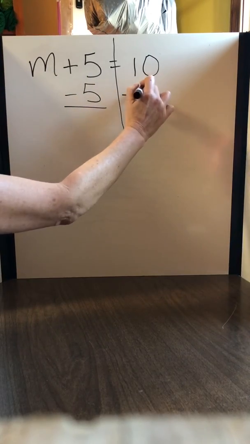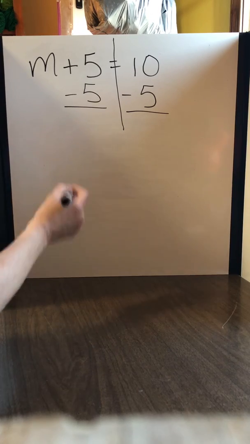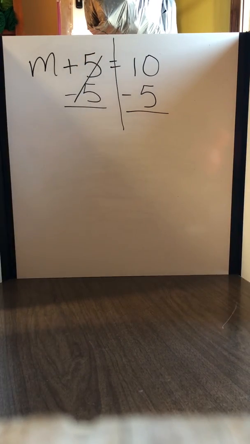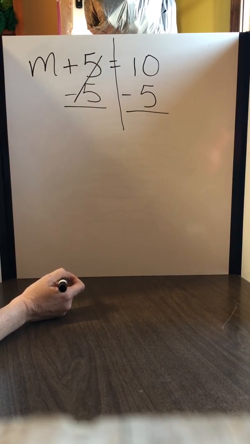If we subtract it from one side, we have to subtract it from the other side. It's like a balance that has to be equal on both sides. If you do something to one side, you have to do it to the other side. And remember how we cross that out, because if you have a positive 5 and you take away that 5, you have 0. So that just cancels out. We don't have to write the 0.